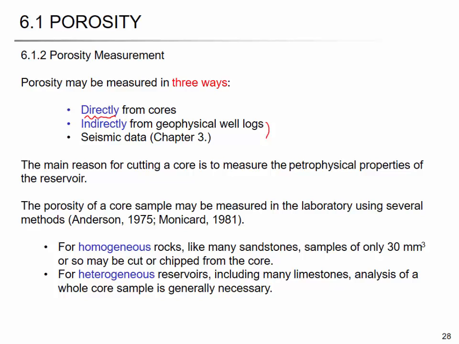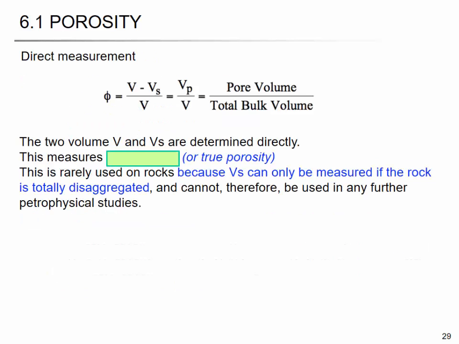So in case of homogeneous rock, you just need a small sample as a REV, but in case of heterogeneous rock, then you need a larger sample to have the REV. So again, the definition of the porosity here. To get the porosity, we need to know the bulk volume of the sample, and the grain volume. Or we can just measure the pore volume and the bulk volume. And this measures the total porosity.